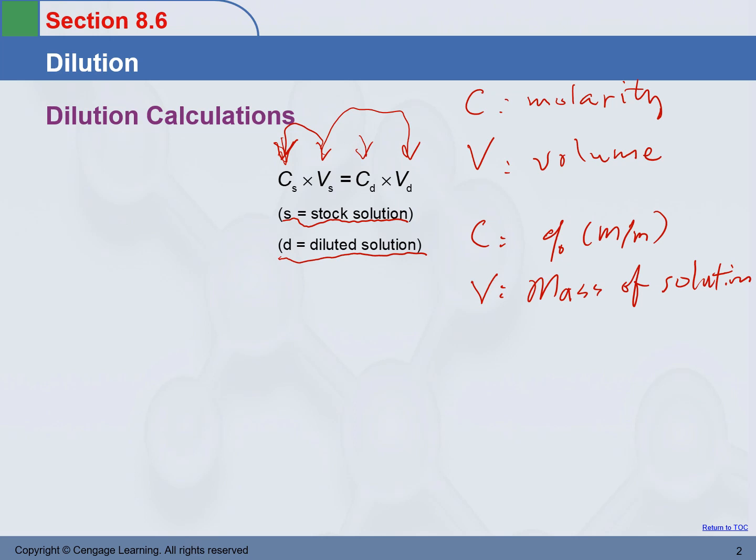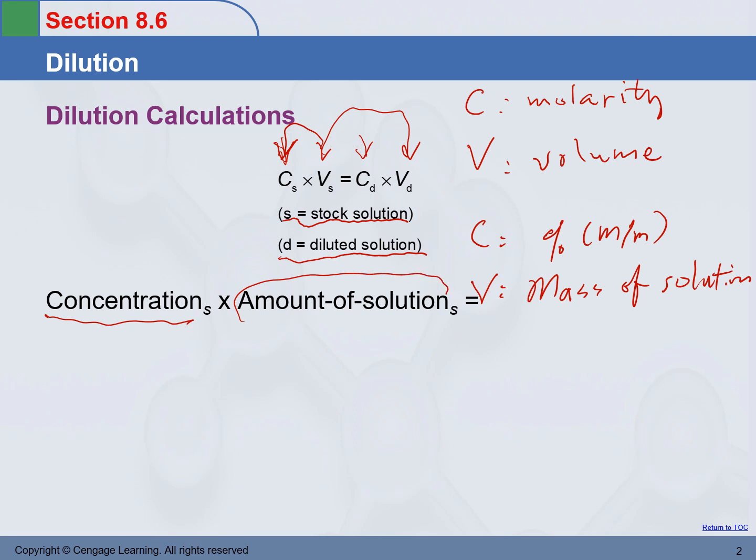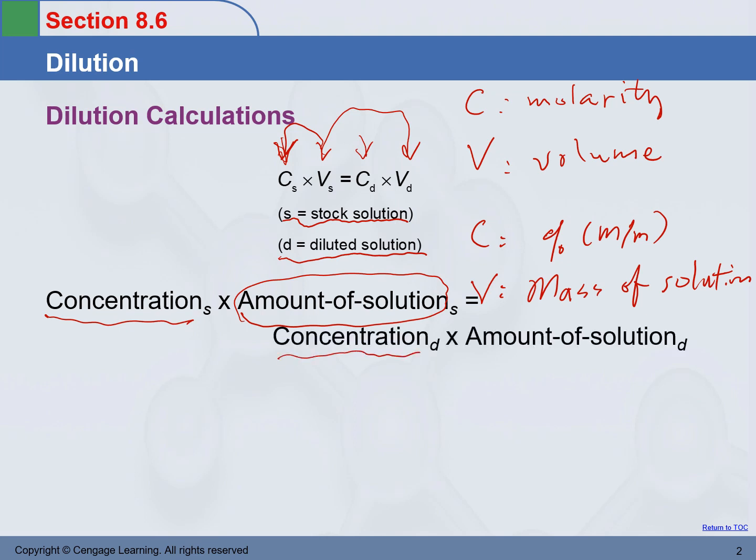So a better way to put this is this. The concentration of the stock solution multiplied by the amount of the stock solution, it could be volume, could be mass, equals the concentration of the diluted solution multiplied by the amount of the diluted solution. Again, it could be the mass, could be volume, depending on the concentration. So let's dig a little further into this formula.